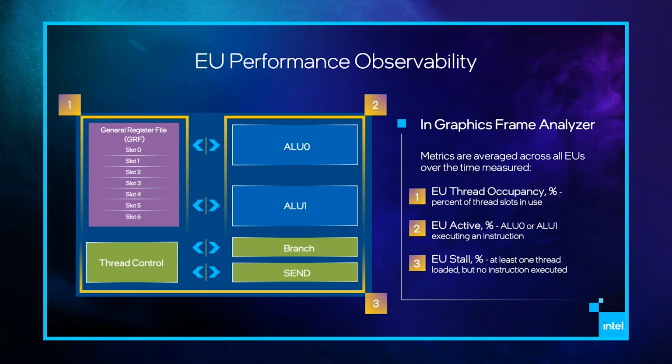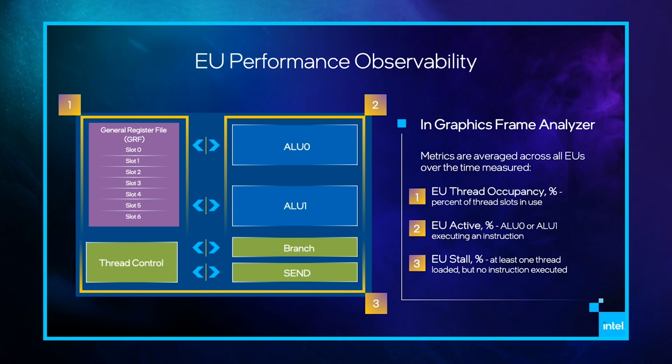Now, with the basics described, we can properly understand the meaning of the following EU metrics, which represent various EU states averaged across all EUs over the measurement interval. First, EU thread occupancy. That's the percent of occupied GRF slots. This generally should be as high as possible. If the EU thread occupancy value is low, this indicates either a bottleneck in preceding hardware blocks, such as vertex fetch or thread dispatch, or for compute shaders, it indicates a suboptimal SIMD width or shared local memory usage.